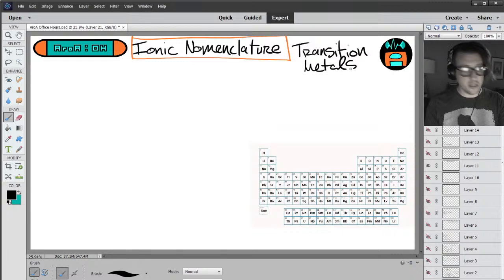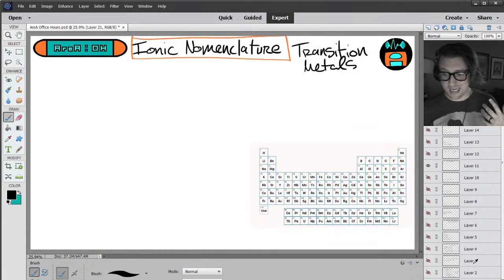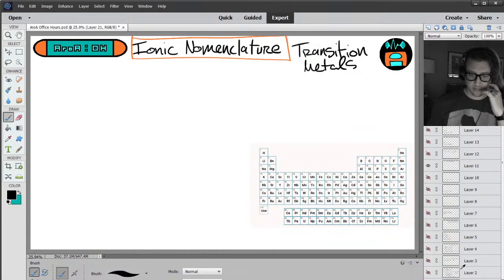Transition metals are a little bit harder because they do not follow the Octet Rule. Transition metals do not follow the Octet Rule, and as a result, they don't have predictable charges. They could be anything. Take iridium, for example.